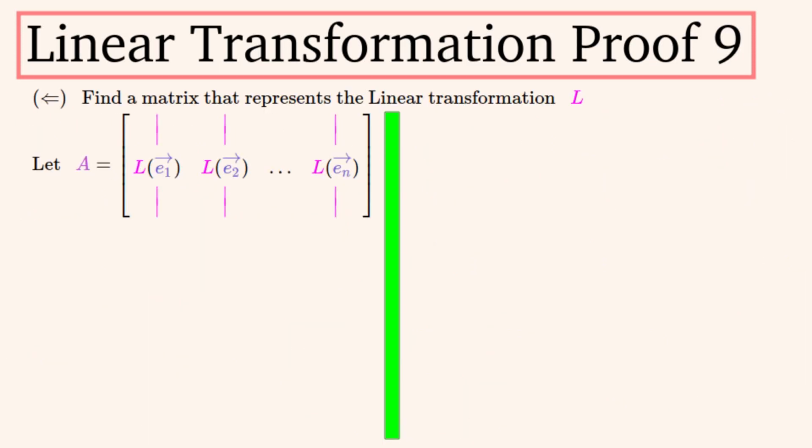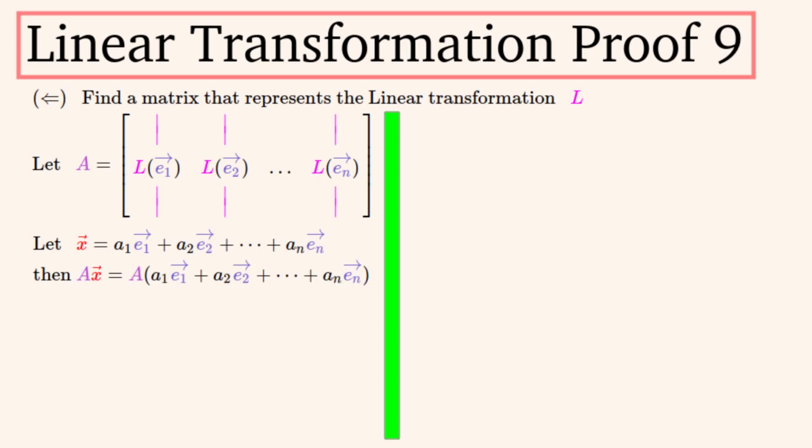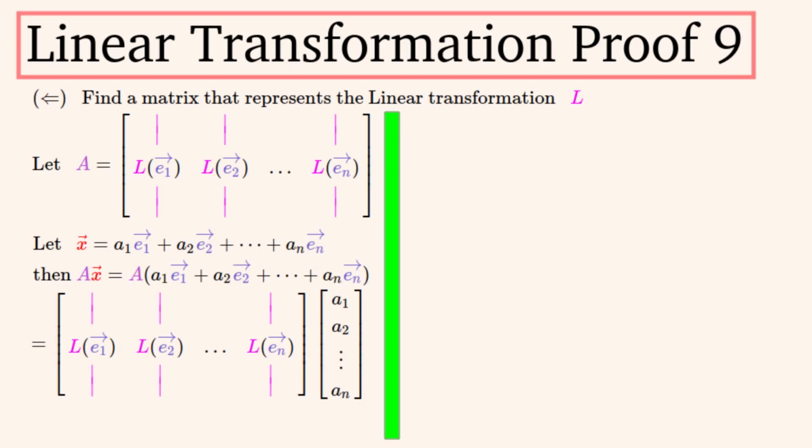So I'll just prove part 2 of this theorem again in a more compact way. We'll firstly define what matrix A is, that represents L. We'll set x to be equal to this linear combination of standard basis vectors. We'll multiply A by x like this. We can quickly manipulate this equation to be this matrix vector equation, which we can quickly manipulate again to be this linear combination of vectors.